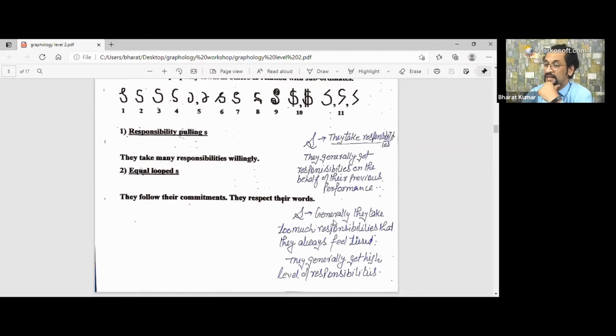Yes, generally they take too many responsibilities. And because of excessive responsibilities, many times they feel stressed or tired, but they never give up on their responsibilities. These are the people who don't know how to say no.